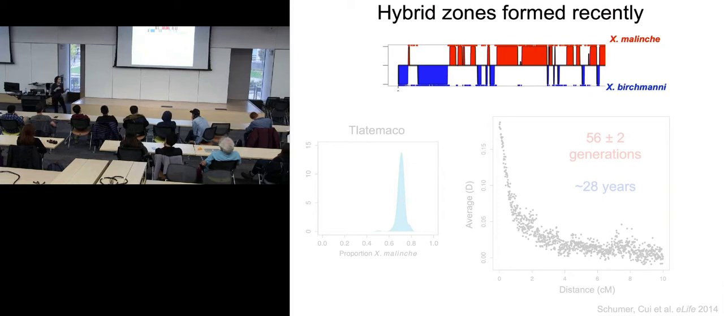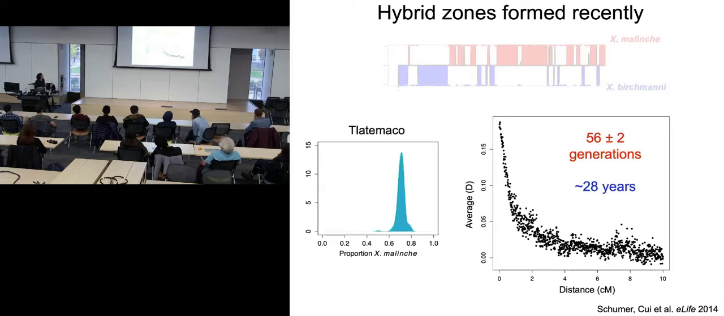And so one of the early observations we had about these populations was that they appear to have formed quite recently. So all of our populations, we estimated at the time, formed within about 30 or 60 generations since our initial sampling. So that puts all of these populations as having formed within the last 30 to 40 years or so. So this was really exciting to me, given the things that I'm interested in, because it suggested that these are young hybrid populations.